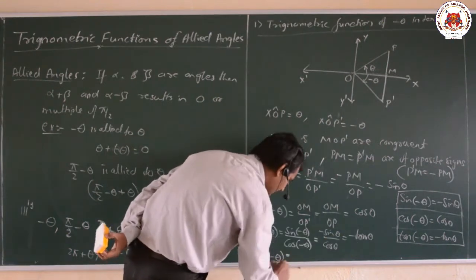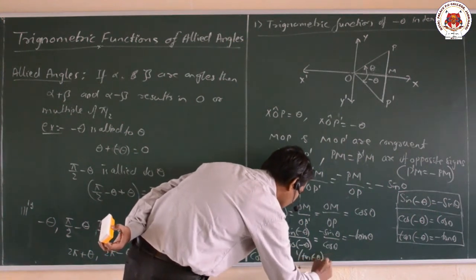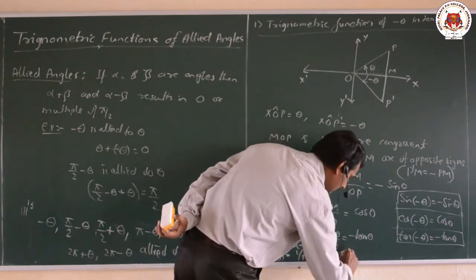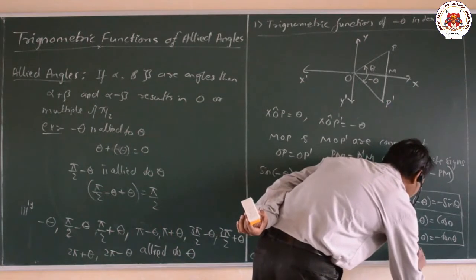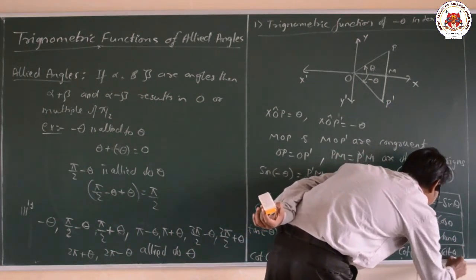What we have here is nothing but 1 divided by tan of minus theta. Tan of minus theta is minus tan theta, and hence the value will be minus cot theta. So, what we get here is cot of minus theta is equal to minus cot theta.